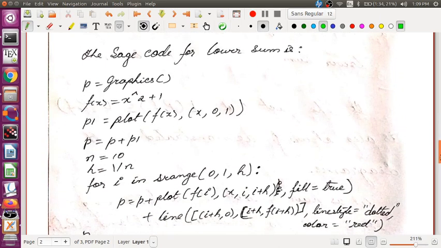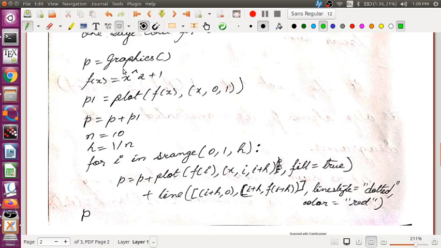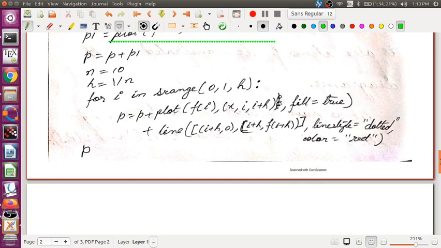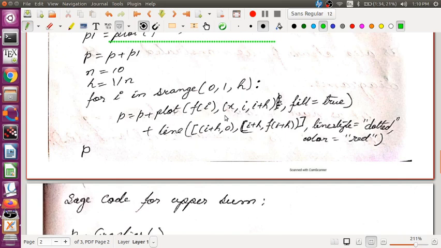So if we write this following the Sage code, p equal to empty graphics and f(x) equal to x square plus 1, then you plot this function f(x) from x equal to 0 to x equal to 1, and then take p equal to p plus p1. Then you take the value of n as 10 and h equal to 1 by n. So we are constructing a partition having 10 sub intervals, and you can see this command that we have already done. So we are plotting the function.